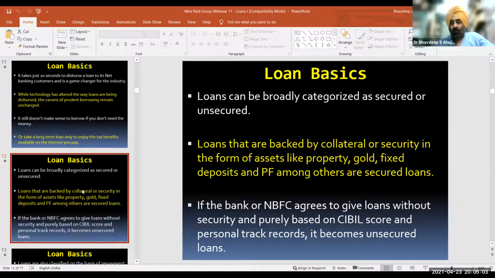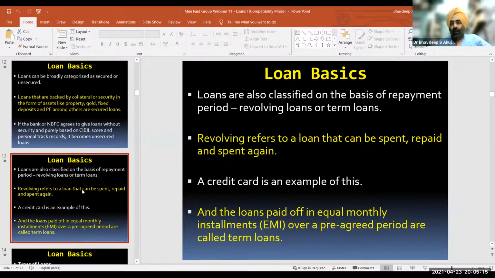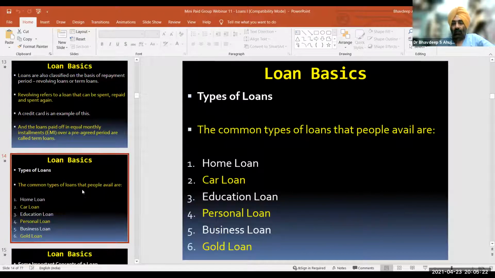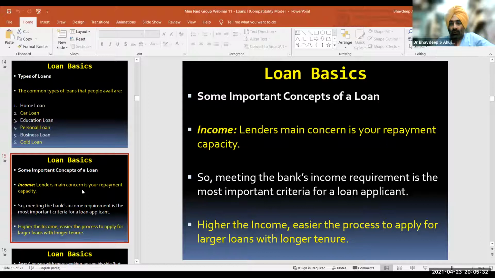Secured, of course, being the ones which need a collateral or a security. Unsecured are the ones which don't need any collateral as such. Similarly, depending upon the payment period, revolving or term loans, like the credit card loan, which is a classical example of a revolving loan. Then the different types of loans: home loan, car loan, education loan, personal, business, gold, of course, doctor's loan as well.